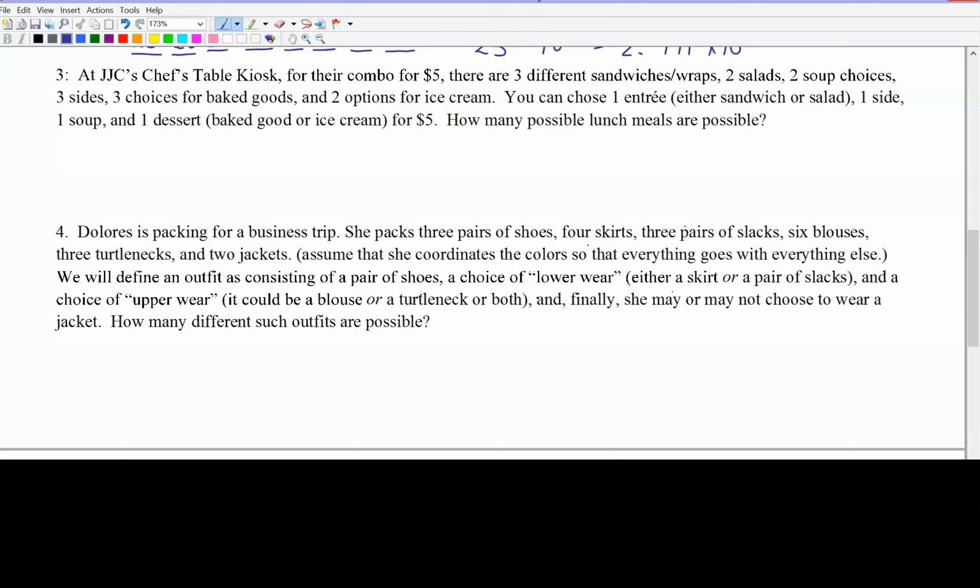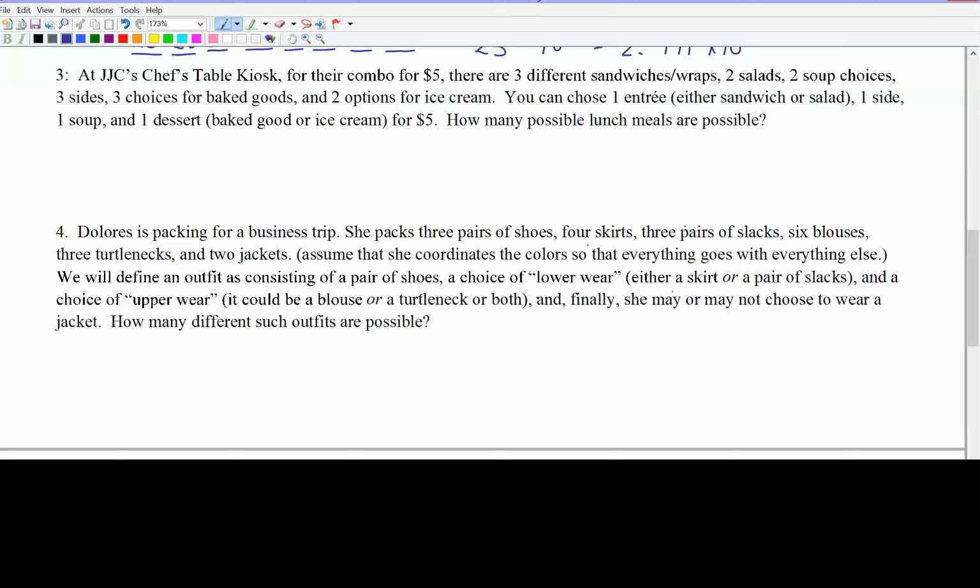Now for their $5 combo, you can choose 1 entree, either a sandwich or a salad, 1 side, 1 soup, and 1 dessert, which is a baked good or ice cream, for $5. Now the question is, how many possible lunch meals are possible?